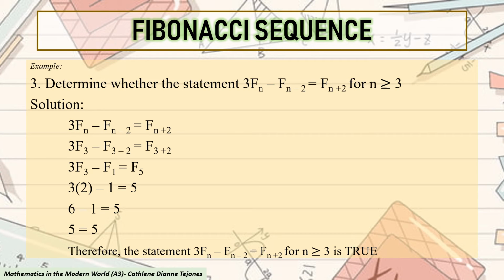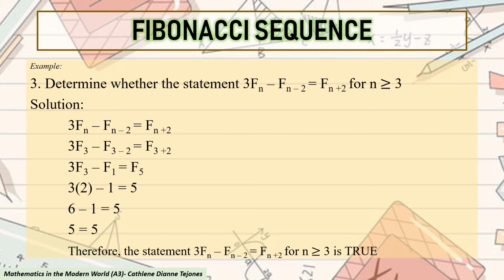How about we have here as an example? What if this is the given? Determine whether the statement 3 times f sub n minus f sub n minus 2 is equal to f sub n plus 2 for n is greater than or equal to 3.